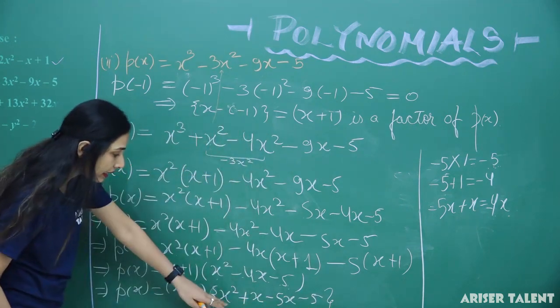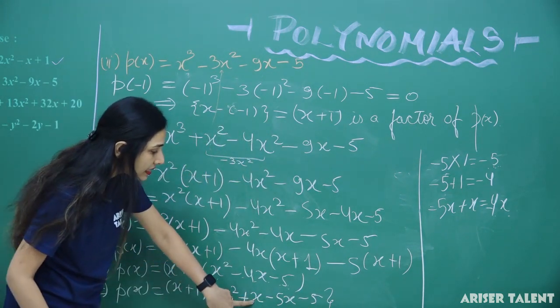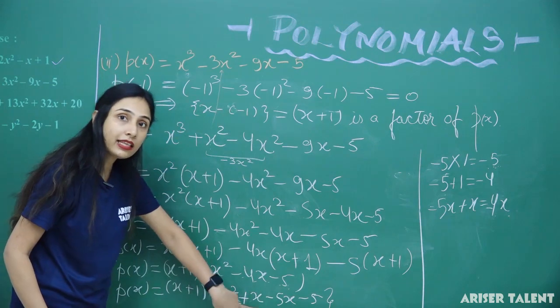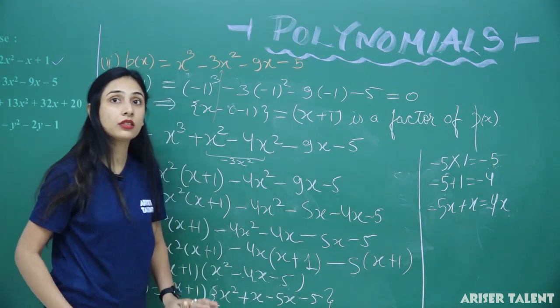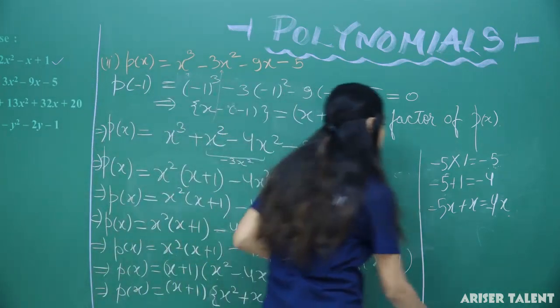Now, look here again, x square plus x minus 5x is what? x minus 5x is what? Minus 4x, so minus 4x minus 5 as it is. So, no change here. Okay.